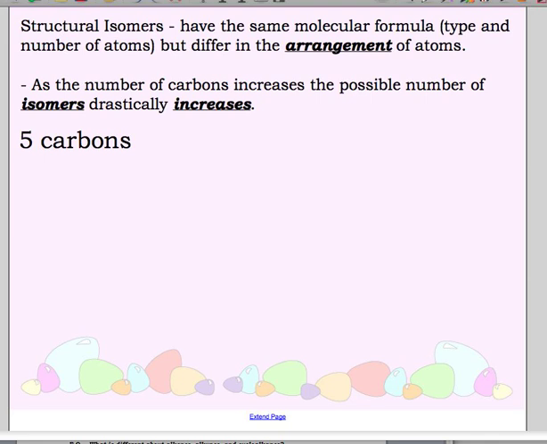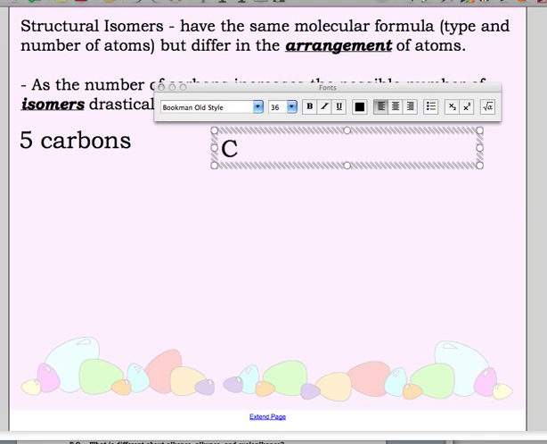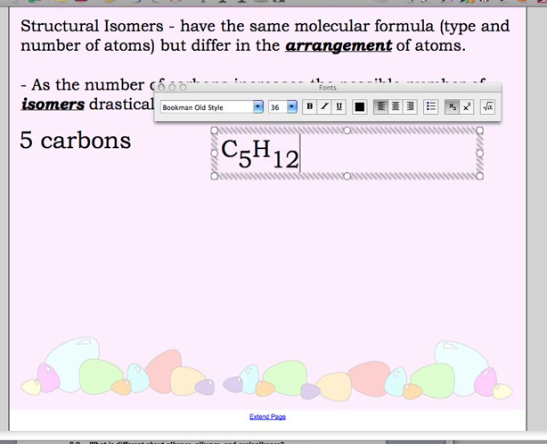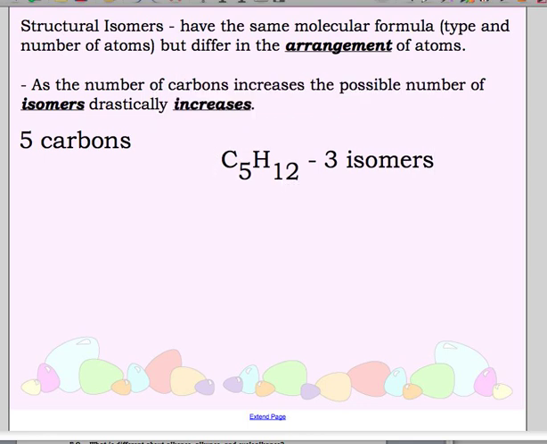All of these things would have this formula right here: C5H12. So we're going to have 3 isomers, and that's all that's possible. You can't draw any other ones. So the first one is really simple. We're going to draw 5 carbons straight across. And if you draw 5 carbons straight across, that's the simplest way you can draw it.